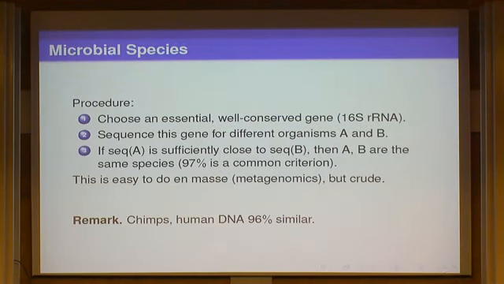So the procedure that people will use is choose some well-conserved gene that you'll find in everything you want to look at. Say this one is typical, and then sequence this gene for lots of different organisms. And you decide, well, if the sequence of this gene for one organism is close to another one, then they're in the same species. 97% maybe is what you use. It's easy to do this in mass, but it's a bit crude.